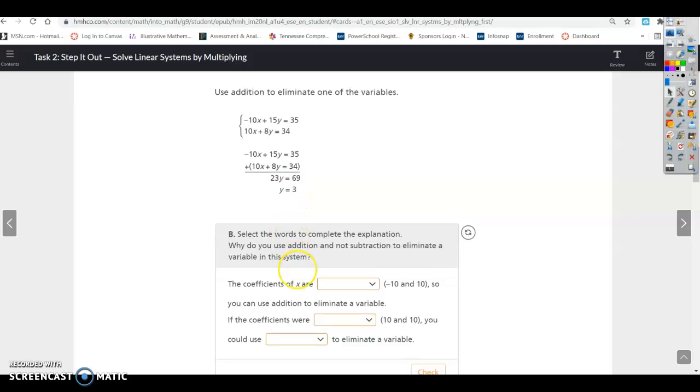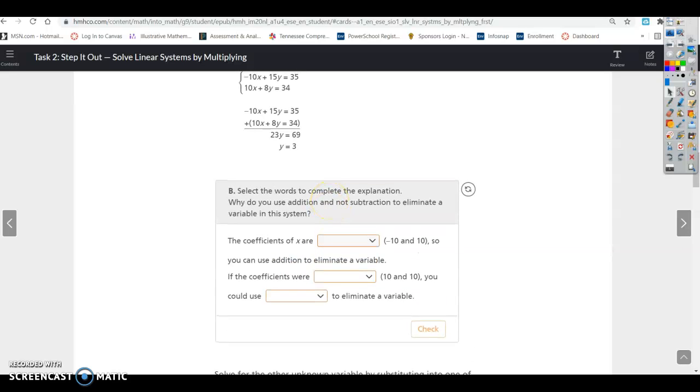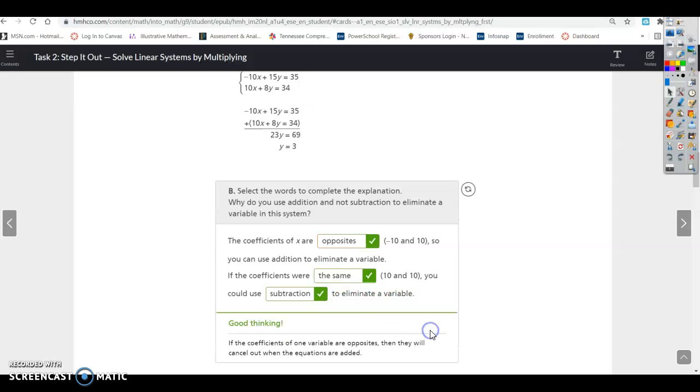Select the words to complete the explanation. Why do you use addition and not subtraction to eliminate a variable in this system? Well, we used addition because these have opposite signs, and that way they eliminate when you add them together. So they have opposite signs, so that you would use addition to eliminate. If the coefficients were the same, you could use subtraction to eliminate a variable.